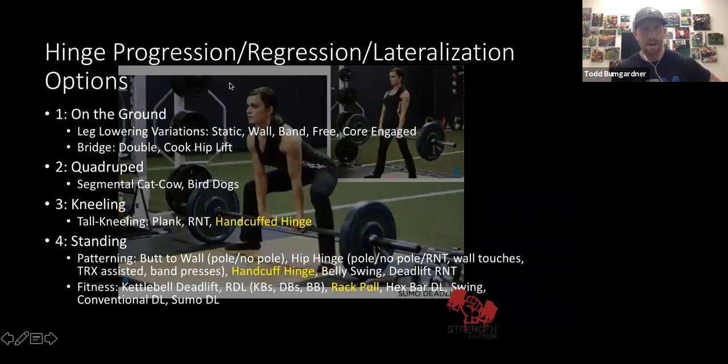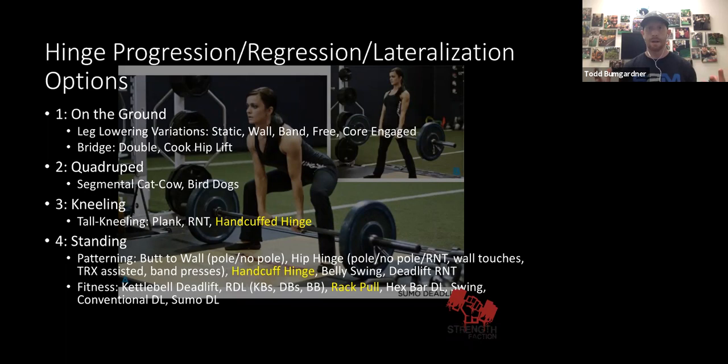Now, if you look on the ground, maybe you need to take somebody back down to the ground and work on the fundamental pattern of their hips, right? That's where your leg lowering variations come in. That's where all of that comes in. Maybe you need to give someone awareness with a bridge or a Cook hip lift. The segmental cat-cow, why is that in there? It teaches people where their spine is in space. Like I said, sometimes in the learning environment, we have to give people the information so that they have points of reference in their body. You need to learn where your spine is sometimes to be able to segment it from your hips.